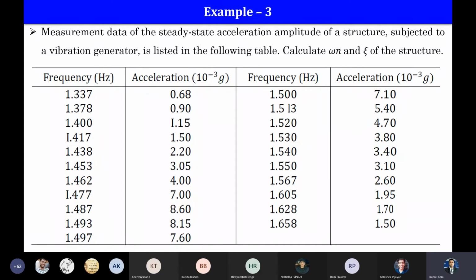So can you tell me what the problem is? I have given the acceleration. Acceleration or displacement doesn't matter here. If the damping ratio is small, it is not creating any difference whether you take the acceleration measurement or the displacement. So what is the problem all about? Calculate omega n, subscript n.